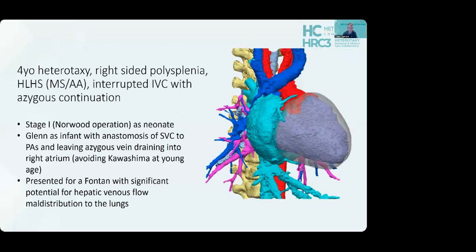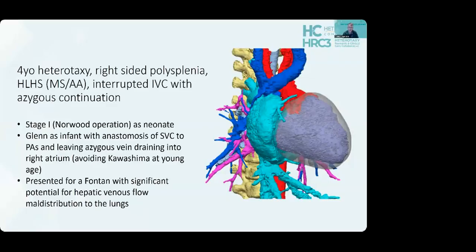So this is a patient who is a 4-year-old with heterotaxy, right-sided polysplenia, who has hypoplastic left heart syndrome with mitral stenosis and aortic atresia, and also has systemic venous abnormalities of an interrupted inferior vena cava with azygous continuation.